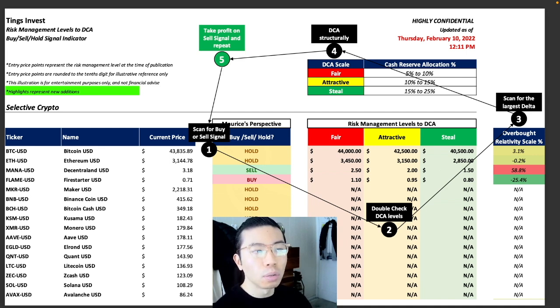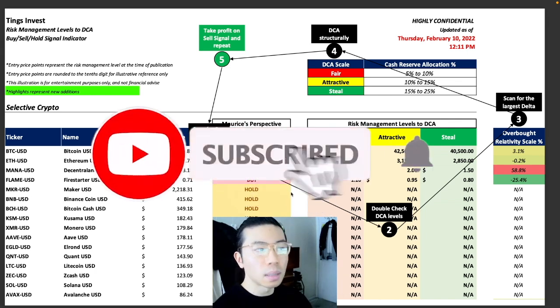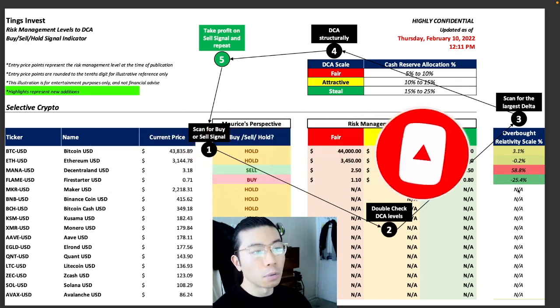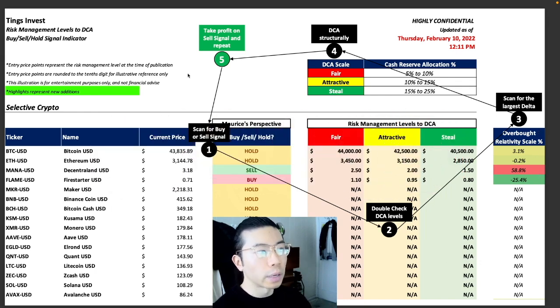You refer to the relativity scale to show whether we are overbought or oversold at the moment, right? So whenever you see it's screaming a red number, or a relatively large percentage, which shows the largest delta or variance, if you may, right? You take a checklist and check off that one, and you see that, oh, you know what? Decentraland seems like it's screaming a sell signal at the moment, right?